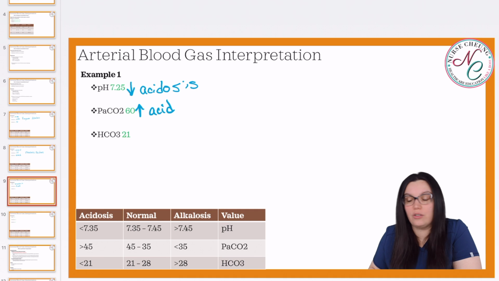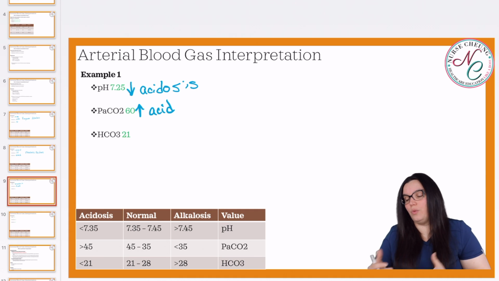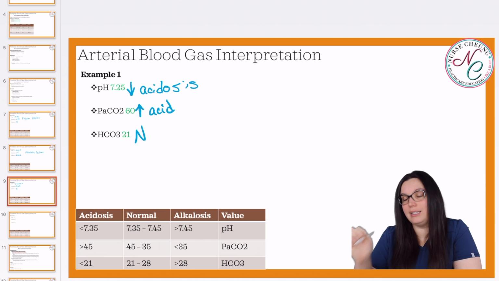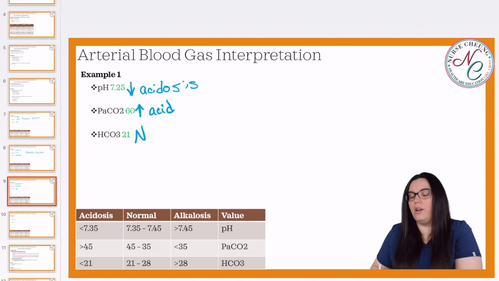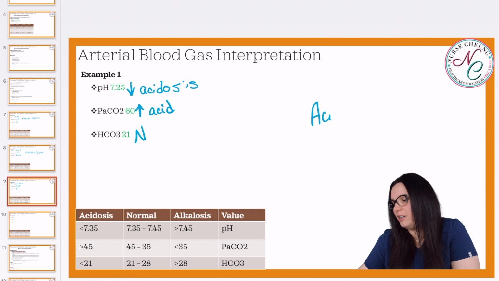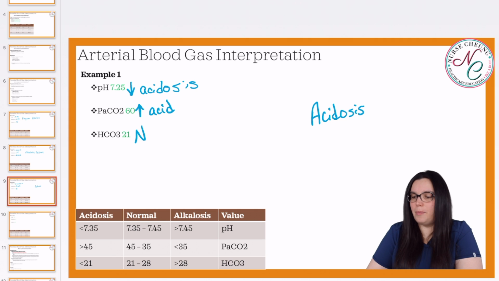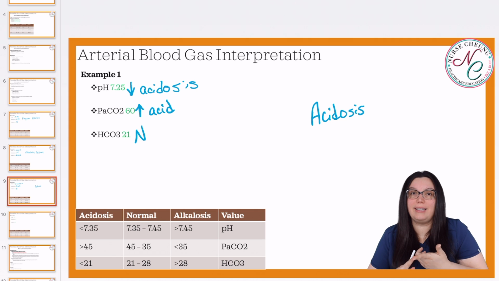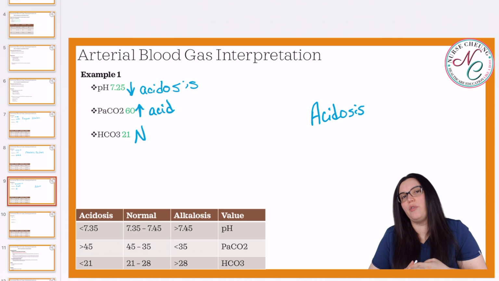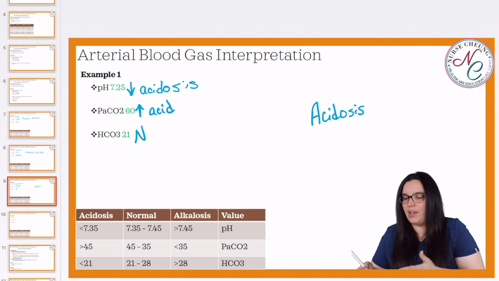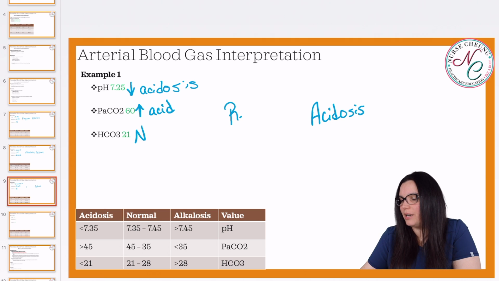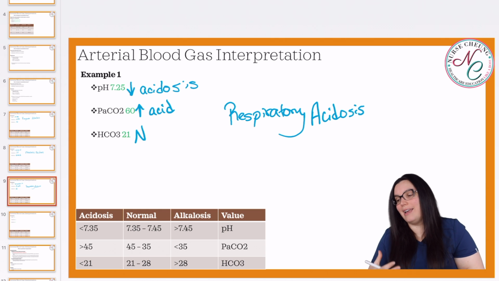Lastly, our HCO3, 21. Well, normal is 21 to 28, so we know that this is neutral. So based on what our ABGs are showing us, we know that our patient is in an acidotic state. And then we move on to, is our PaCO2 out of whack or is our HCO3 out of whack? So based on these values, our HCO3 is neutral, right? So it's our PaCO2. So we know that this is a respiratory issue. So we ultimately have a respiratory acidosis.